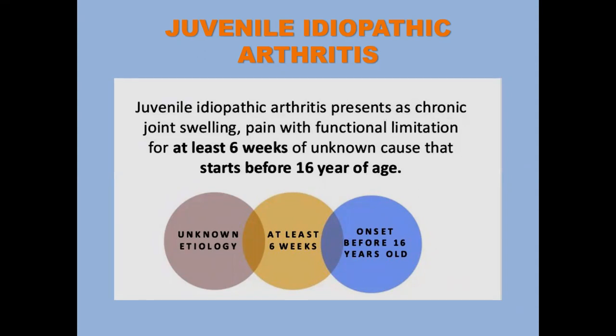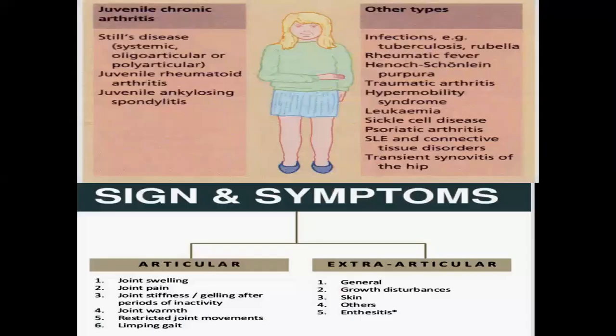Juvenile idiopathic arthritis presents as chronic joint swelling and pain with functional limitation for at least 6 weeks, of unknown cause, starting before 16 years of age. So it has unknown etiology, lasts at least 6 weeks, and has onset before 16 years old. The cause of juvenile chronic arthritis can be Still's disease, which is systemic, oligoarticular, or polyarticular, or juvenile rheumatoid arthritis, or juvenile ankylosing spondylitis.